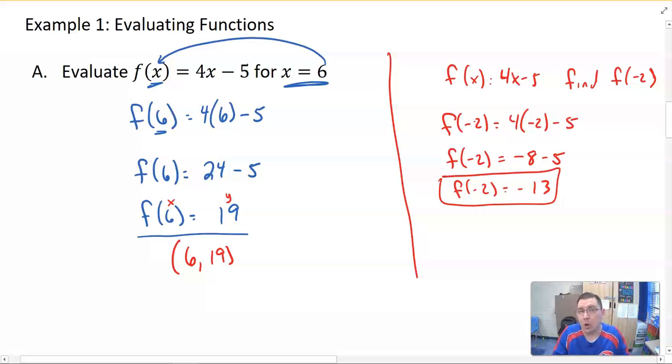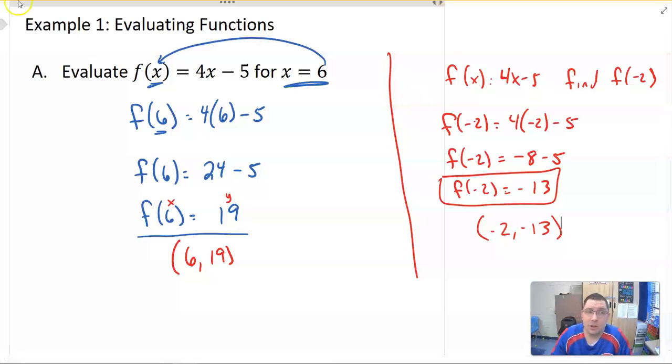Now again, this is your answer, but if we were going to take this and put it on the coordinate plane, what would be the ordered pair? Remember, the number inside the parentheses, that's your input value, so that's your x, and the number that you get equal to is your y. So this would be negative 2 and negative 13. So again, we're taking our input value, putting it everywhere we see the variable, and doing order of operations.